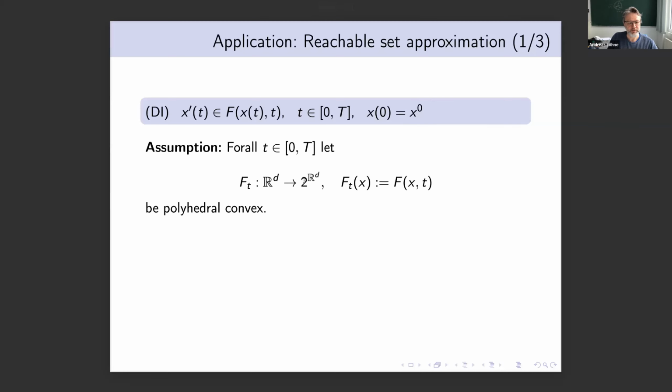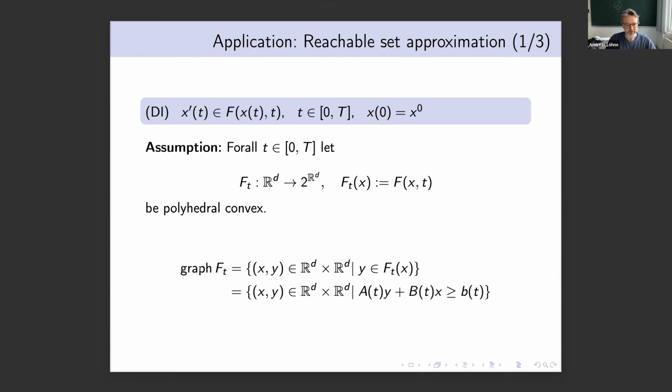Then we use this assumption here for all t in this time interval. We assume that our set-valued map is polyhedral convex. This means that the graph of this set-valued map is a polyhedral convex set. This can be generalized here to convex sets, and we have the same application also for the framework of convex projection or convex multiple objective optimization. So here it is formulated for the polyhedral convex case.